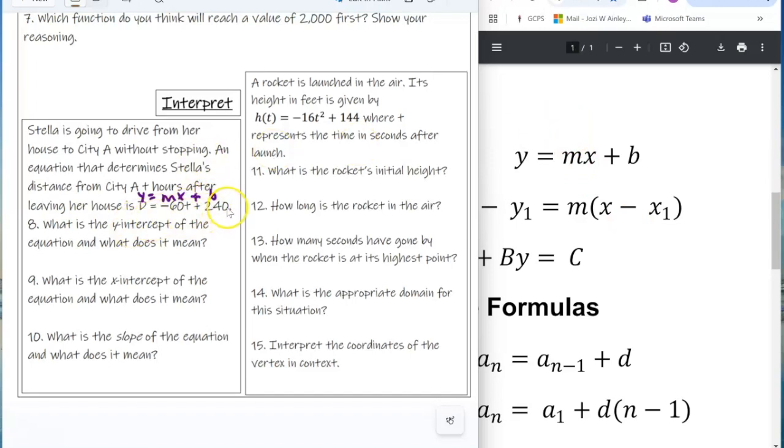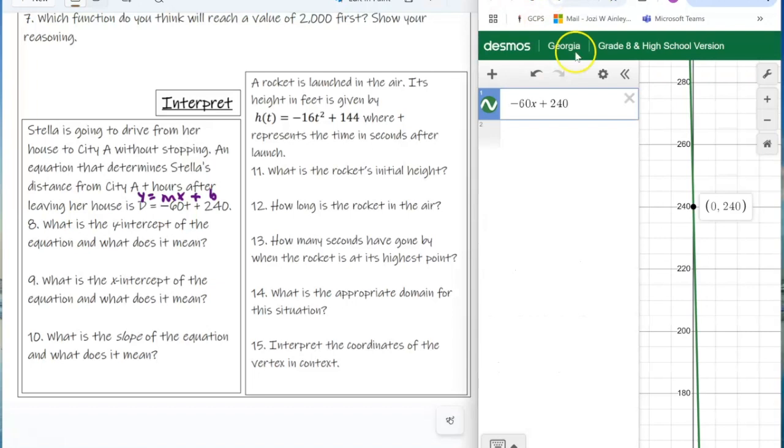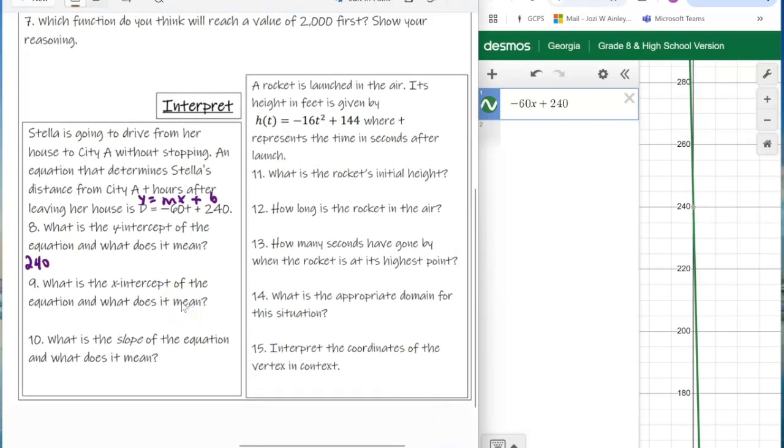So what is my y-intercept? I can see that right out of the problem. It's 240, or I can put it in and look at the graph. So my y-intercept is 240. And what does that mean in the context of this problem? So think about what's happening. Stella is driving to city A. So she's starting at her house. She's driving to city A. If her y-intercept is 240, she is 240 distance away from city A from her house. I don't know if this is miles or what the unit of distance is.